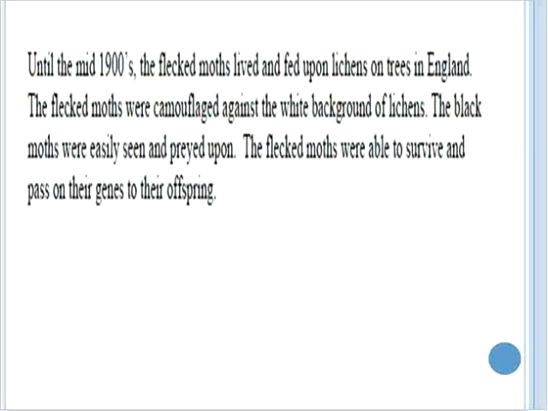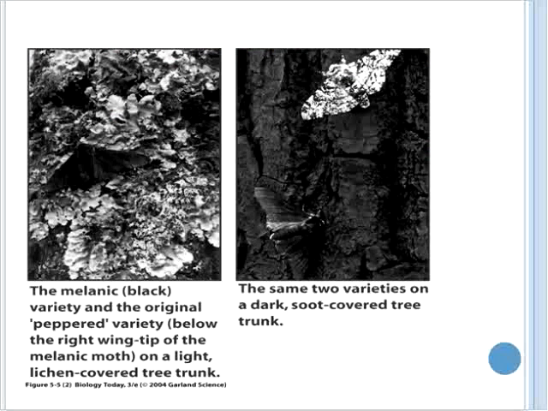Up until the mid-1900s, the flecked moths lived and fed upon lichens and trees in England. These flecked moths, which were primarily white, were camouflaged against the white background of the lichens. The black moths were easily seen and preyed upon. Under this set of circumstances, the flecked moths were able to survive and pass on their genes to their offspring. You see here in front of you a picture of those very moths.